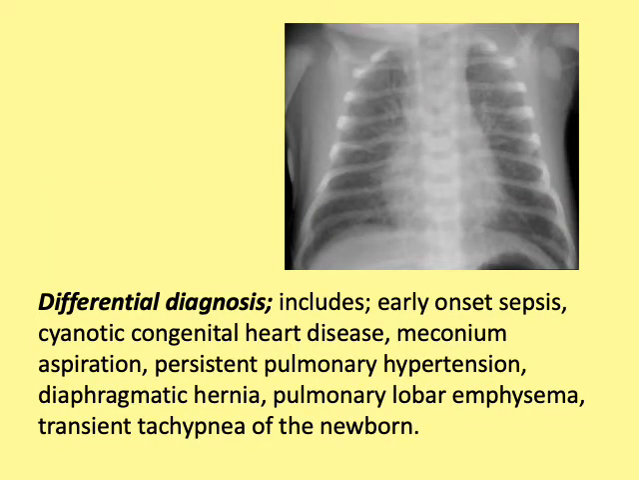Regarding the differential diagnosis, there is a wide spectrum of illnesses that might mimic this condition, including sepsis, cyanotic congenital heart diseases, meconium aspiration, persistent pulmonary hemorrhage, diaphragmatic hernia, pulmonary lobar emphysema, and transient tachypnea of the newborn, which occurs usually in more mature babies.